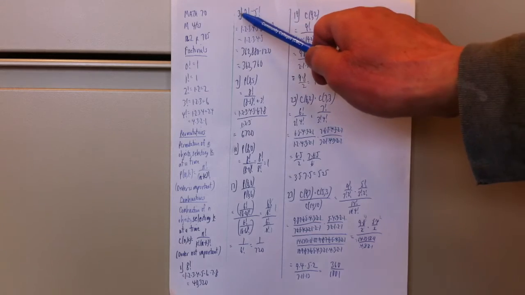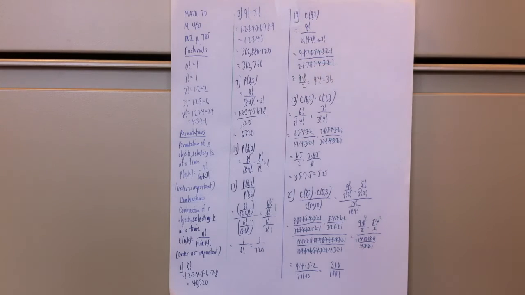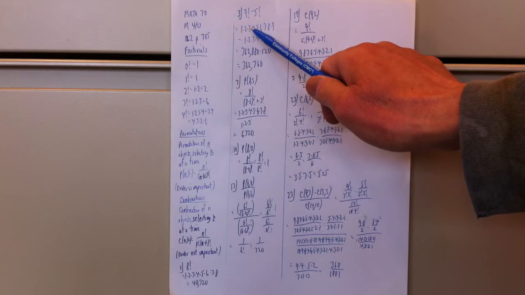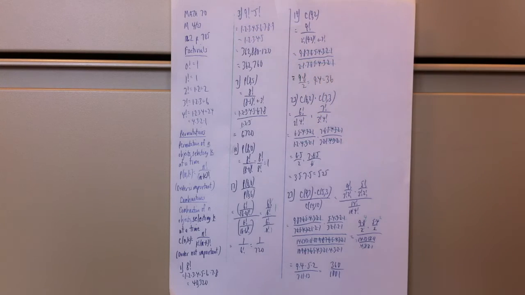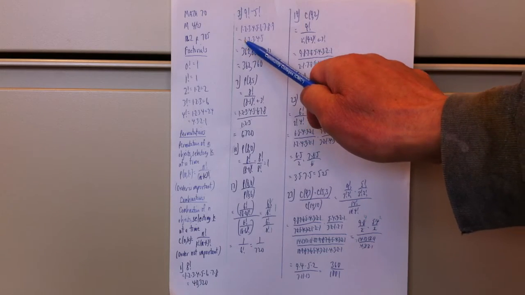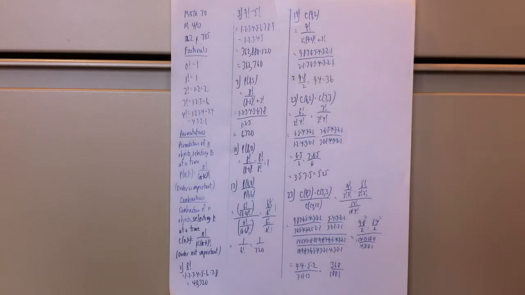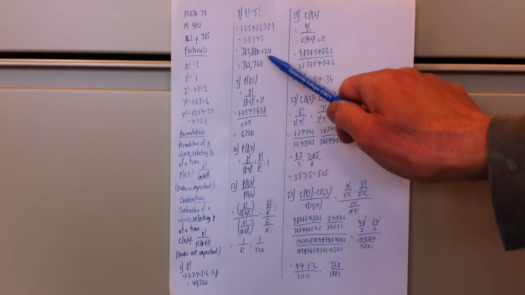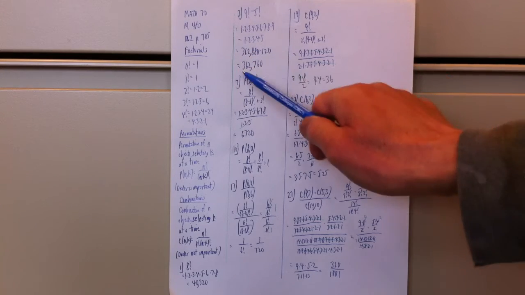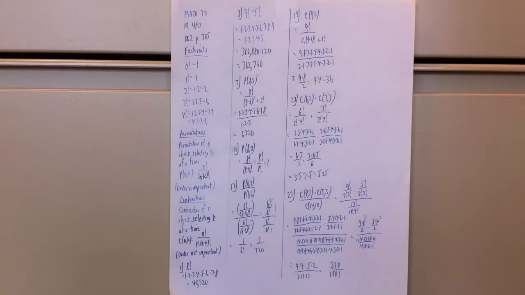Number 3 asks for 9 factorial minus 5 factorial, so you just work them out separately. 9 factorial is this, 1 times 2 times 3 times 4 times 5 times 6 times 7 times 8 times 9. Minus 5 factorial means 1 times 2 times 3 times 4 times 5. So 9 factorial, punch it in the calculator, it's this. 5 factorial is this. Subtract, 362,760.